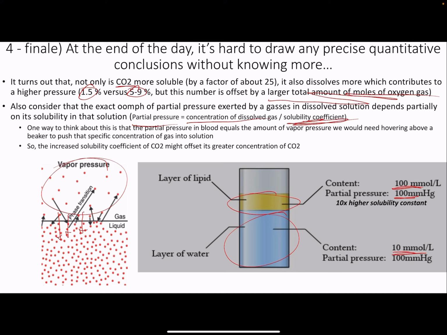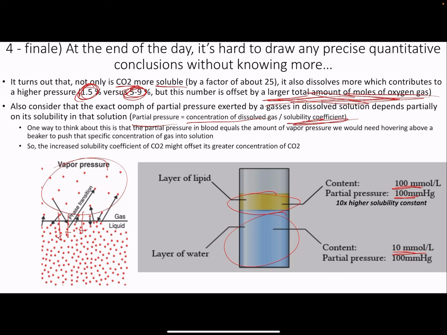So not only is CO2 more soluble, so being more soluble just means that we can squeeze in more CO2, or at least more easily with less pressure. But it's actually also dissolved more. Remember that solubility and being dissolved are different. So 5.9% of CO2 is actually dissolved compared to 1.5% of oxygen. This might make somebody think that therefore CO2 is going to be a higher pressure, but this is likely offset by a larger total amount of oxygen gas, despite the higher concentration of the CO2 gas being dissolved.